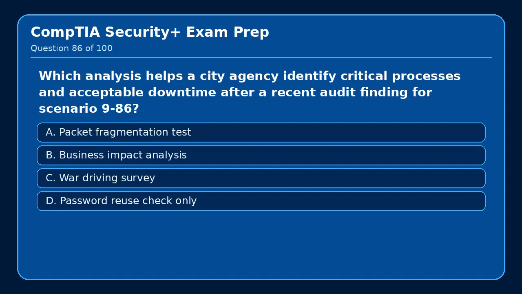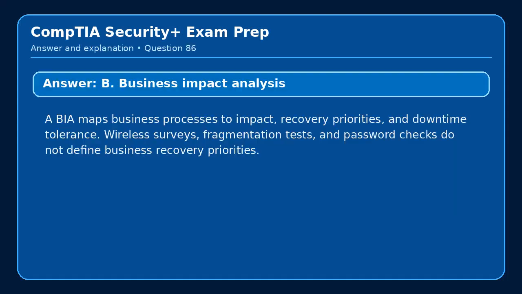Question 89. After remediation, a hospital network still has a small remaining exposure approved by leadership. What is this called as part of a risk reduction project for scenario 9-89? A. Broadcast storm. B. Residual risk. C. False. The answer is B. Residual risk. Residual risk is the risk that remains after controls or treatments are applied. Zero risk is unrealistic. False encryption is not a standard risk term. And broadcast storm is a network condition.